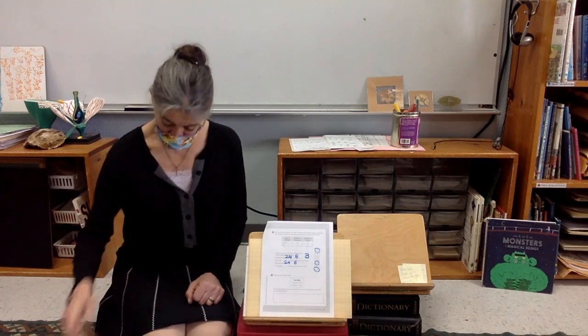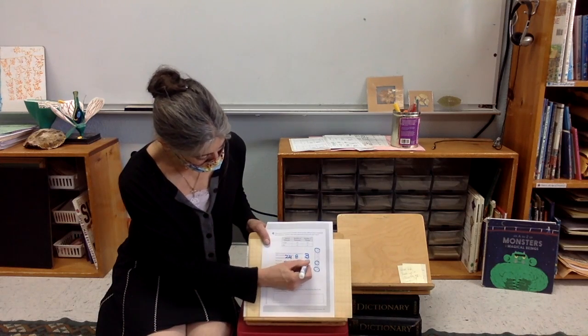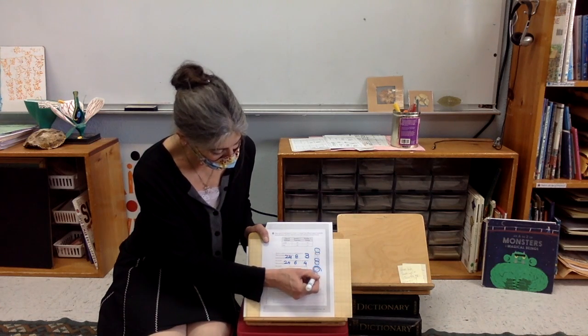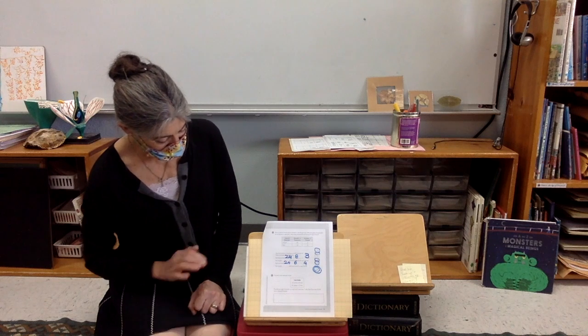4. So we're going to circle the 6 and the 4. And if you want to put a second circle on the 24, you can.